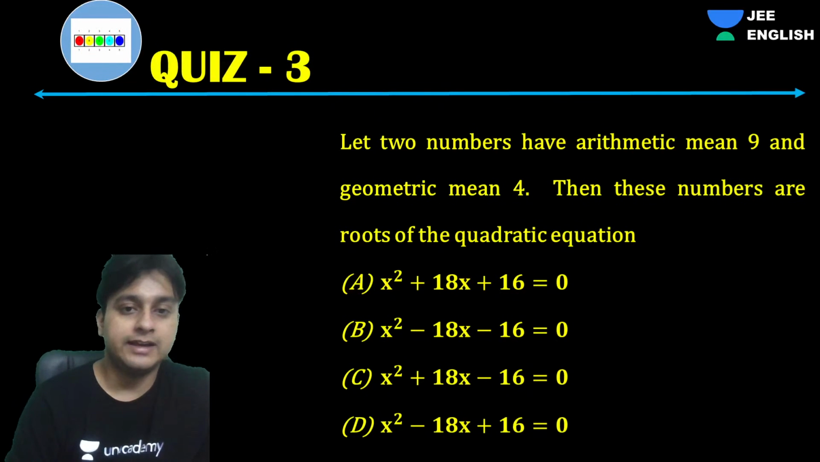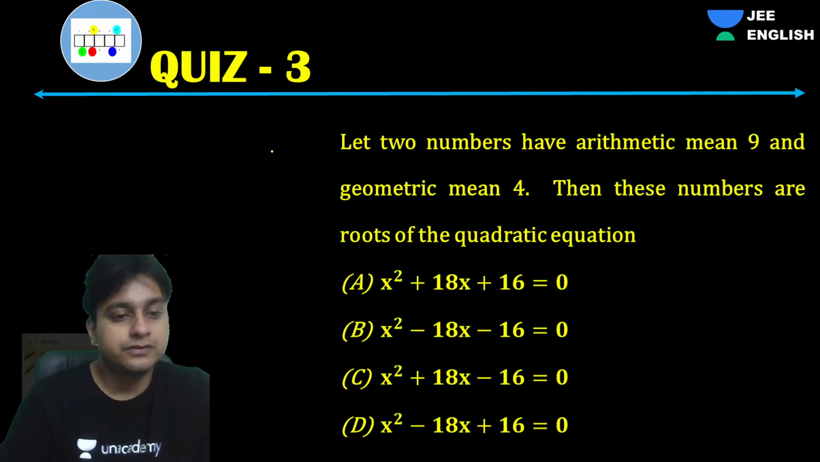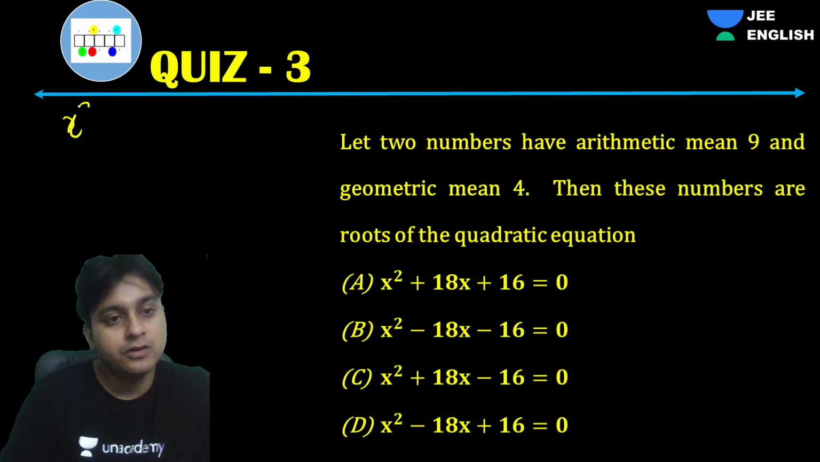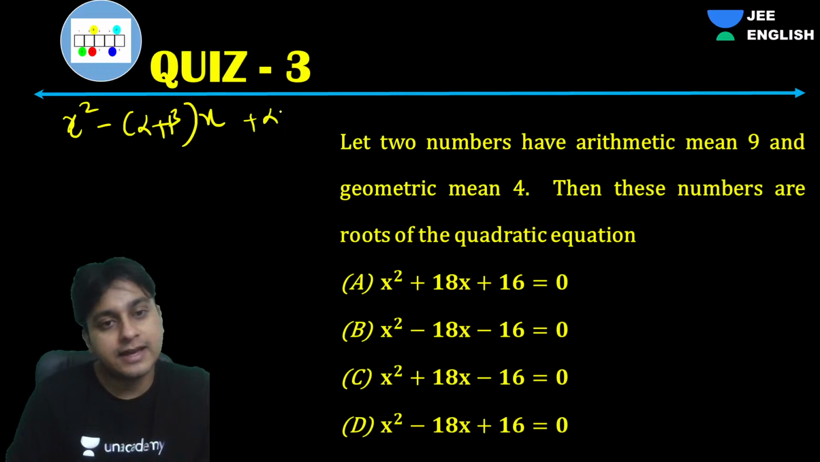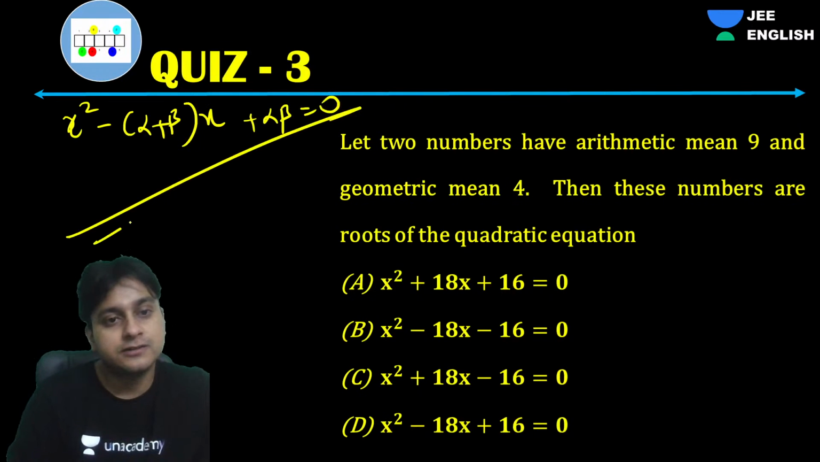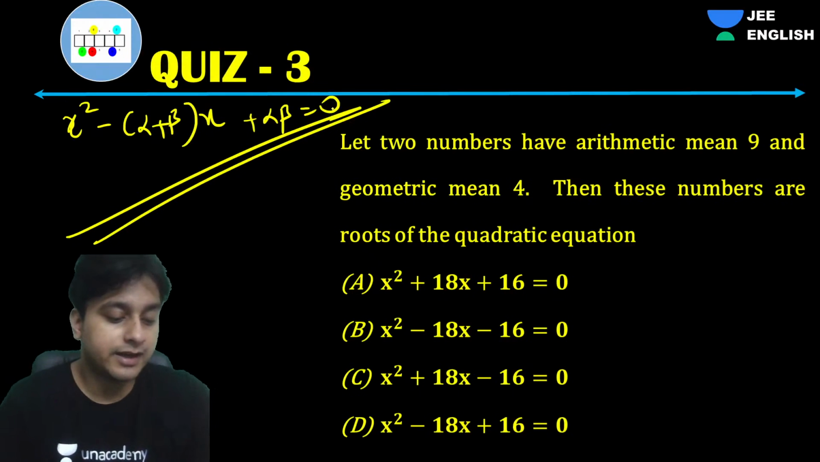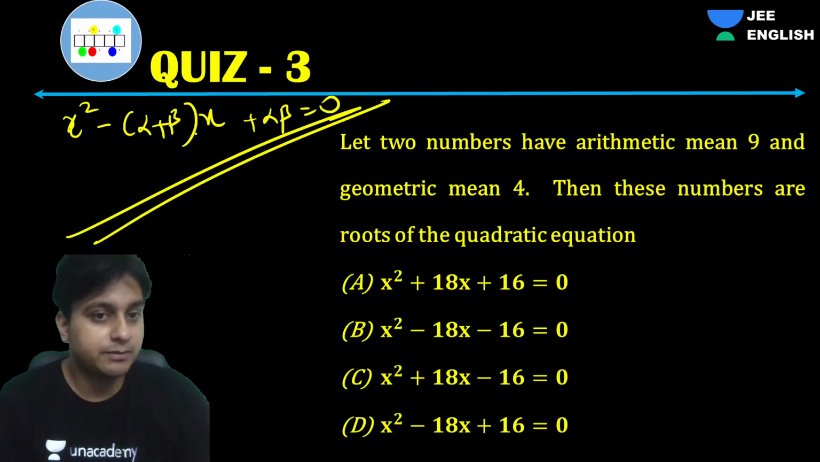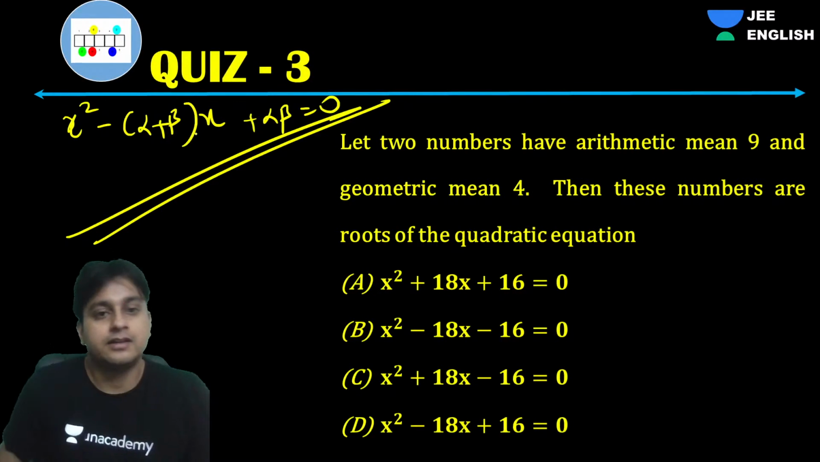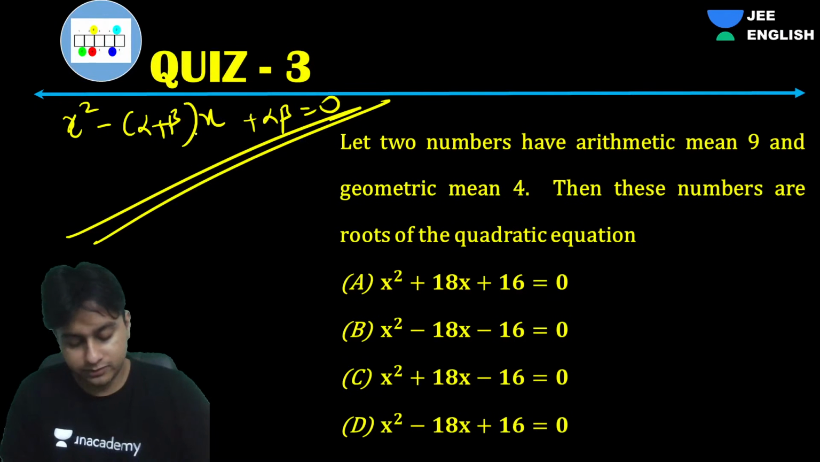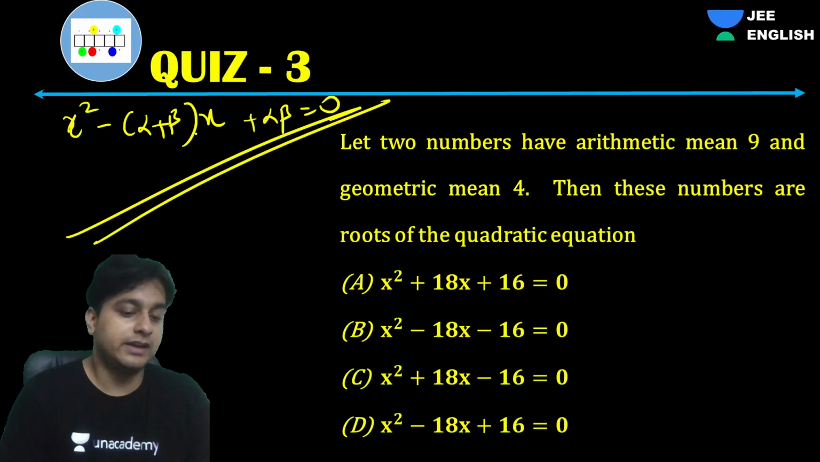We also know that, guys, if alpha beta are the roots of a quadratic equation, it is in the form x square minus of alpha plus beta x plus alpha beta equal to 0, isn't it? This is how we form it, right? Because sum of the roots is alpha plus beta and product of the roots is alpha beta, that is c by a. That we can do it easily.